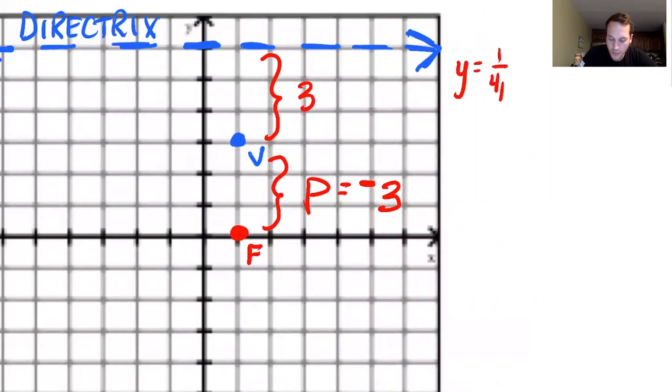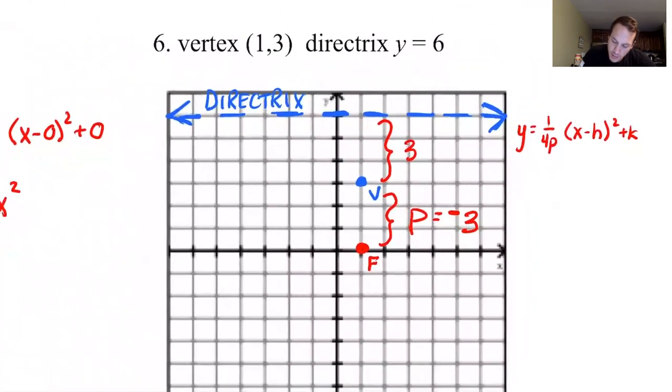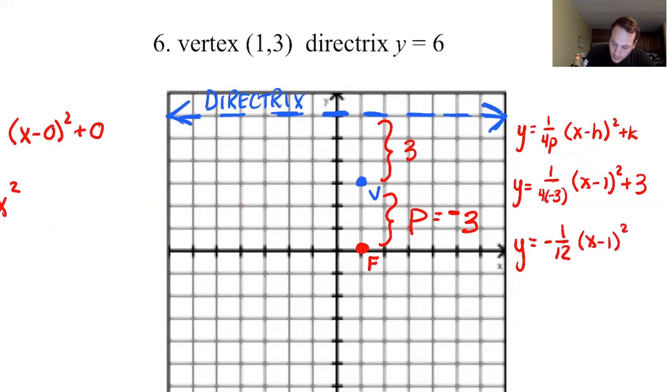From there, I have 1 over 4p, x minus h squared plus k. My vertex we said is 1, 3. My p-value is negative 3. So 1 over 4 times negative 3, x minus 1 squared plus 3, and we simplify if necessary. Negative 1 over 12, x minus 1 squared plus 3.